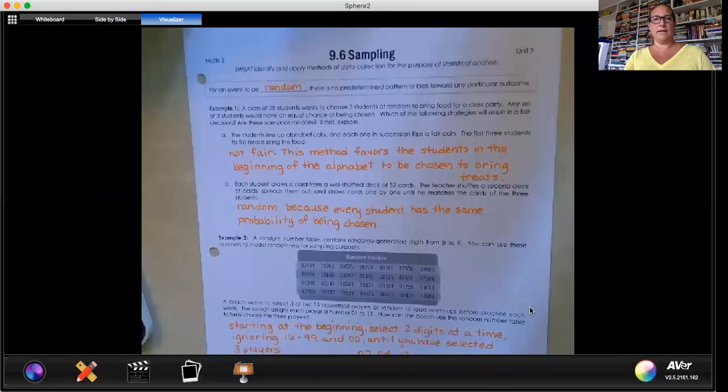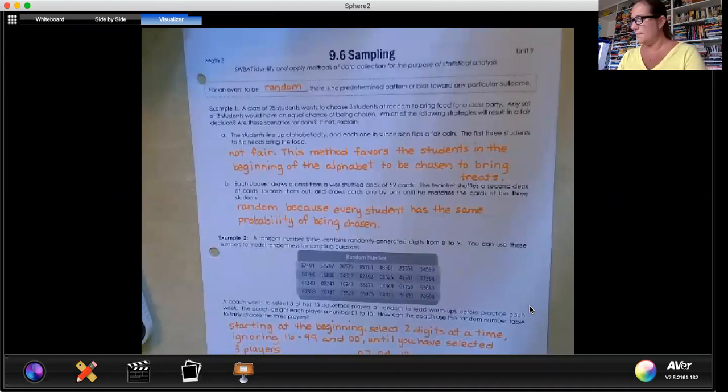So as we look at sampling, for an event to be random, there is no predetermined pattern or bias toward any particular outcome. A class of 25 students wants to choose 3 students at random to bring food for a class party. Any set of 3 students would have an equal chance of being chosen. Which of the following strategies will result in a fair decision? Are these scenarios random? And if not, explain.